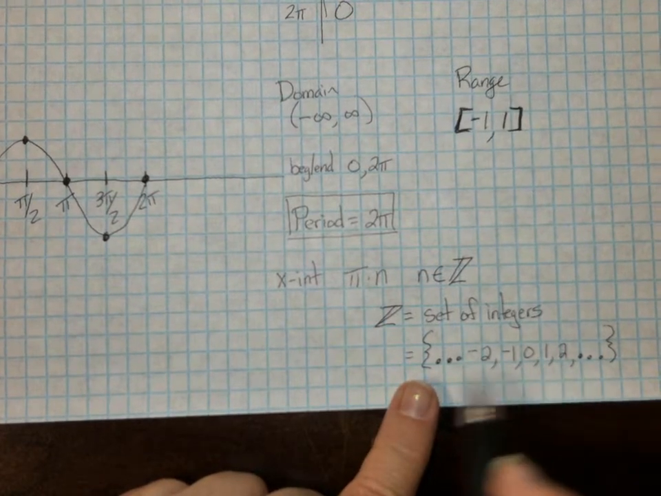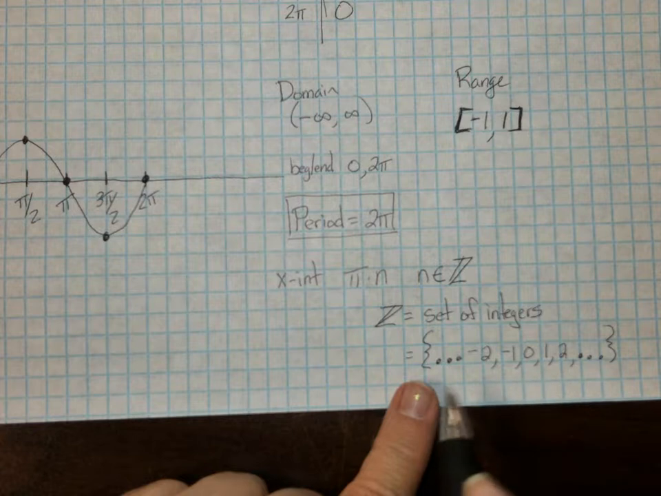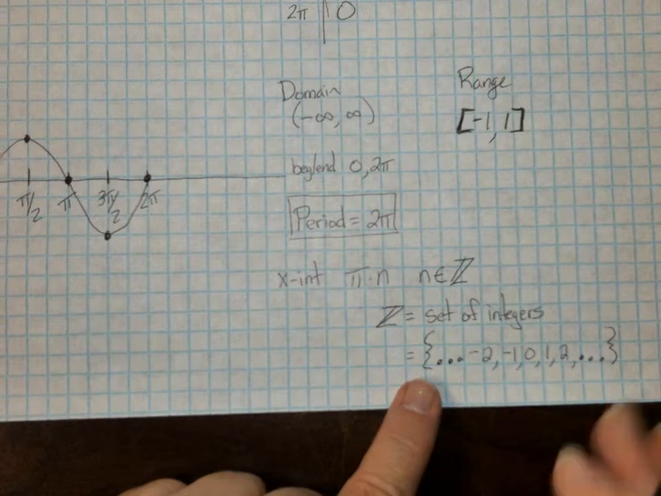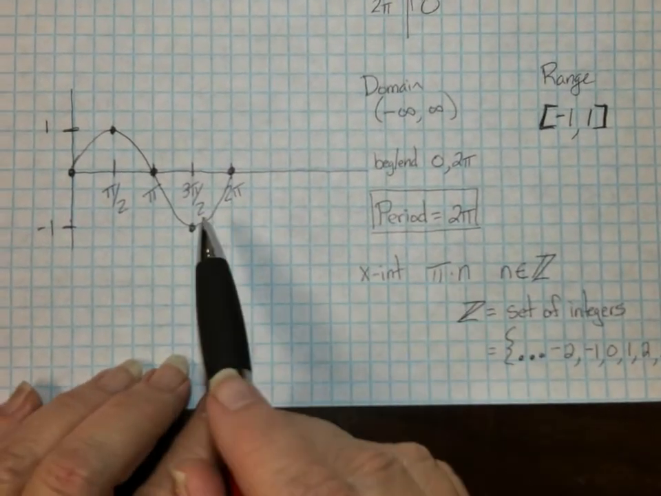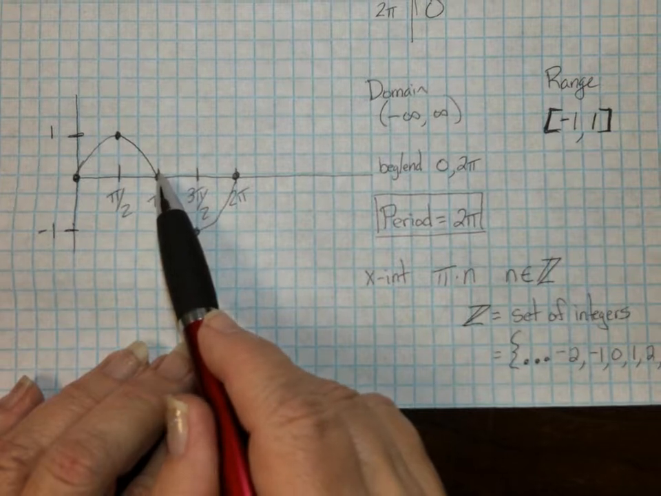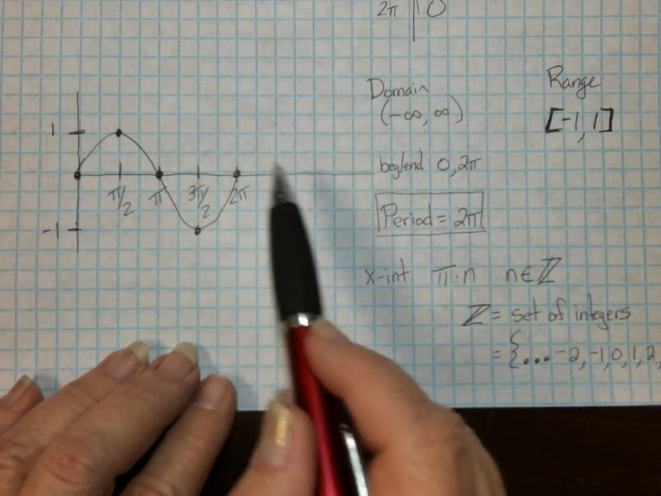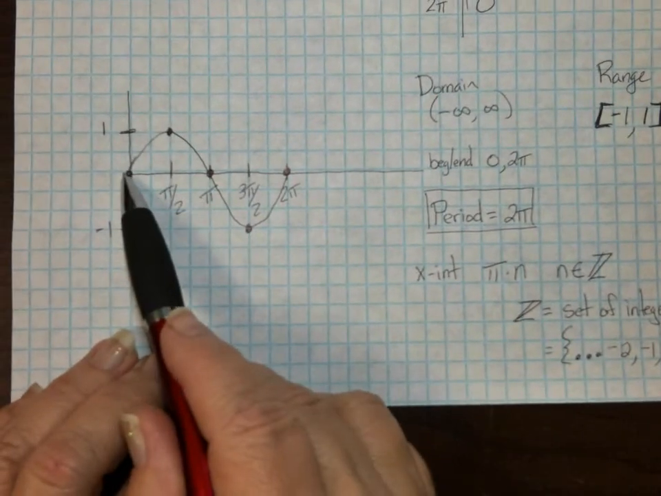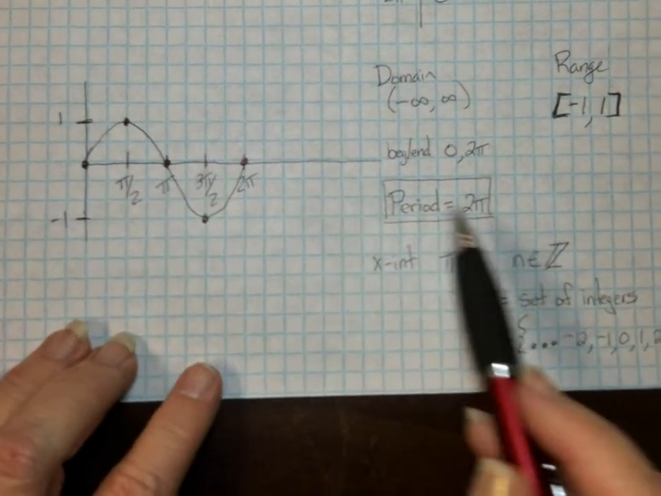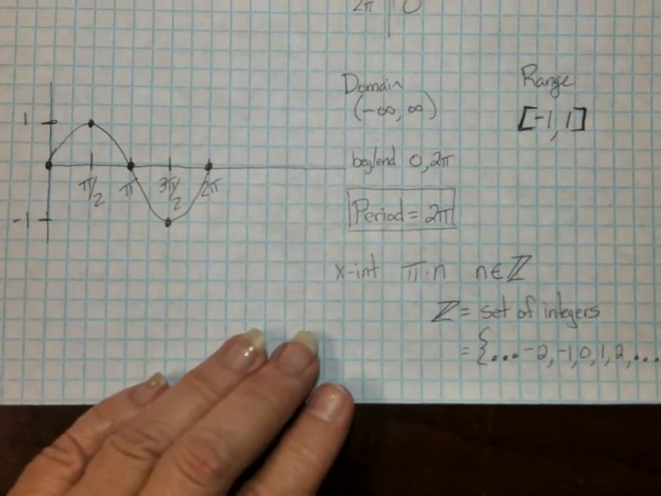There's no 1.5 or 2.7. There's no 1/2 or 3/4. It's whole numbers and their opposites. So my x-intercepts are at 0, pi times 1, pi times 2, pi times 3. It would be over here at -1 times pi, -2 times pi. Those are all my x-intercepts.